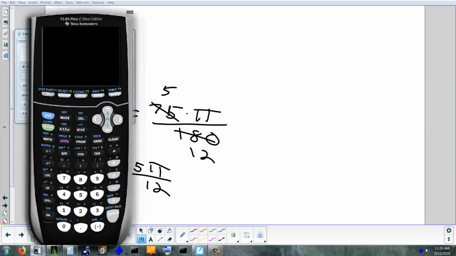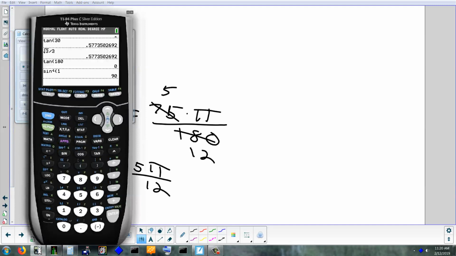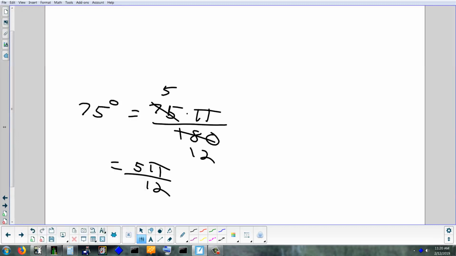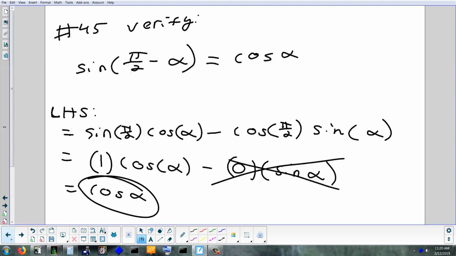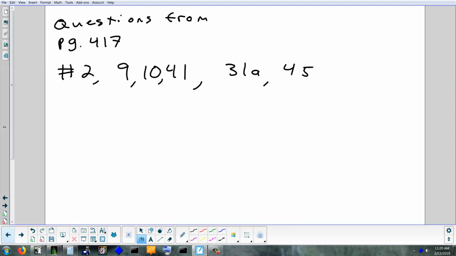Now, let's type that in as a decimal. 5 pi over 12. That's the number that I had when I started, 1.3089969. But I would never be able to get that just by looking at it. The only way I know how to do it is to get your answer in degrees first, and then change to radians by hand. So you have to do it that way if they say exact answer. Okay, any other questions from 41? Anything else?